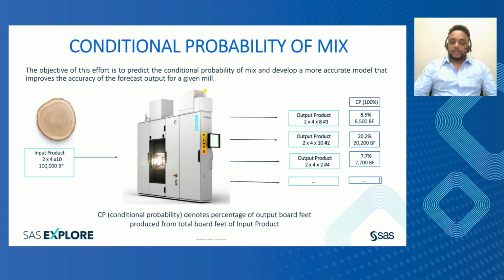Our objective here is to predict, for a particular day or week, the conditional probability of that particular combination of lumber, and how we can more accurately predict that this particular week the auto grader will give this much quantity of output lumber. We just need to improve the accuracy of the forecast. That was our objective.